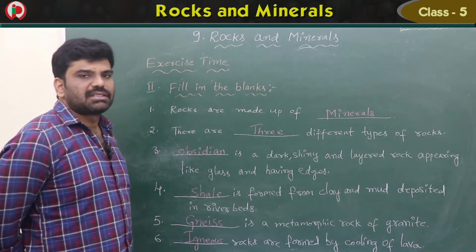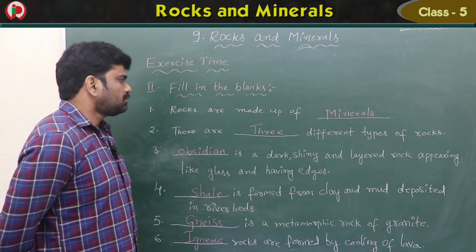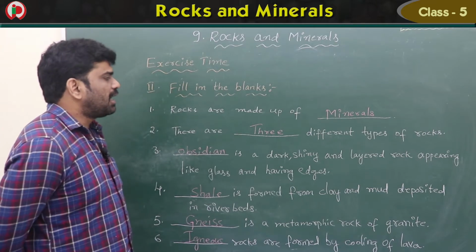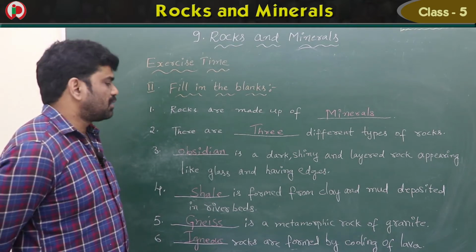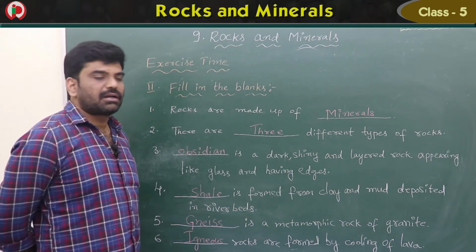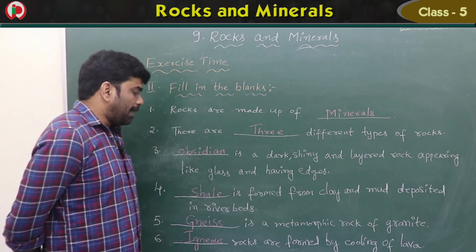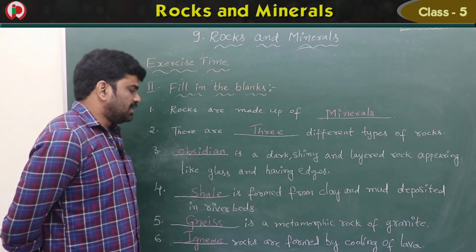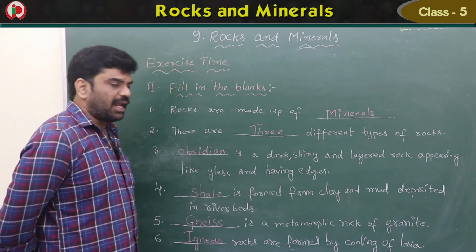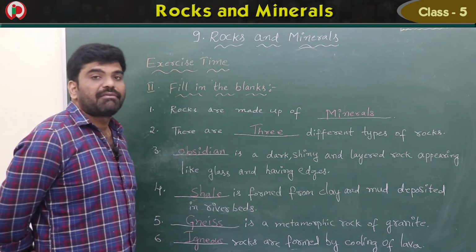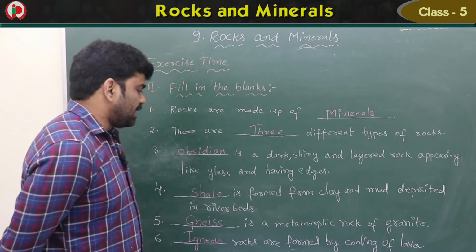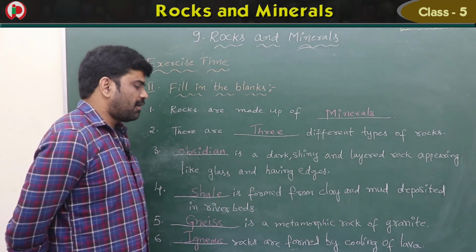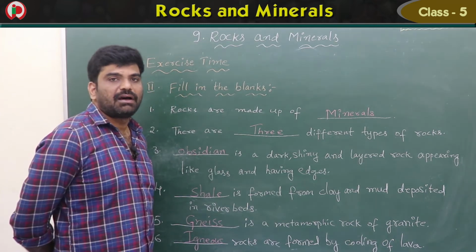So once again see the 6 fill in the blanks. First one, rocks are made up of minerals. There are 3 different types of rocks. Obsidian is a dark, shiny and layered rock appearing like glass and having edges. Shale is formed from clay and mud deposited in river beds. Gneiss is a metamorphic rock of granite. Igneous rocks are formed by cooling of lava.